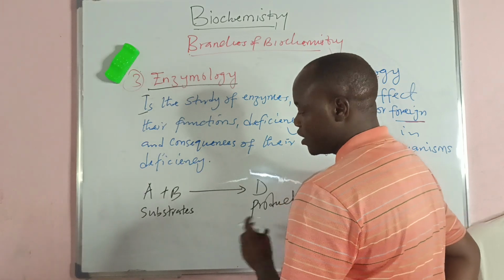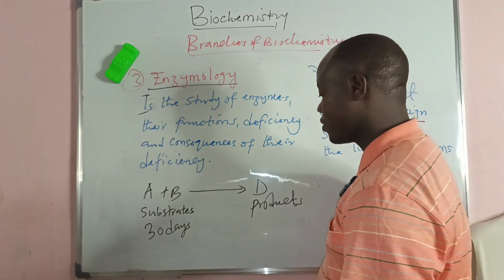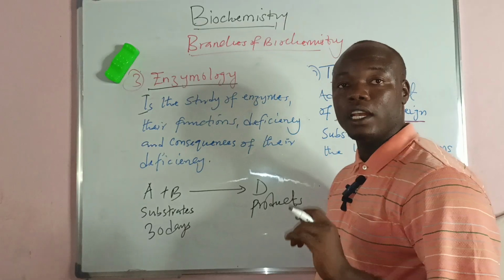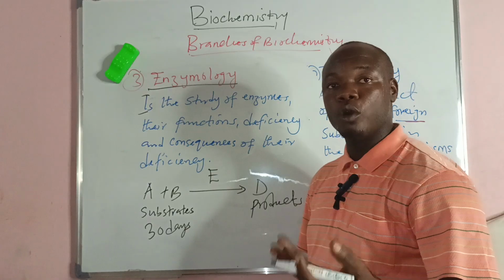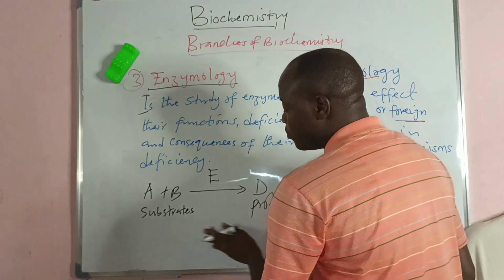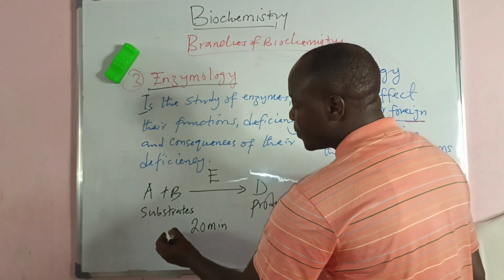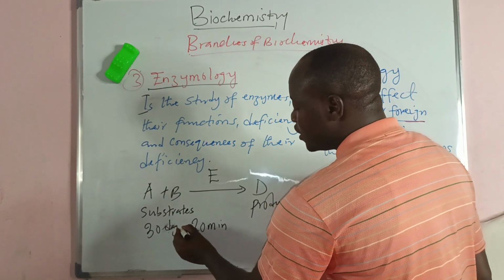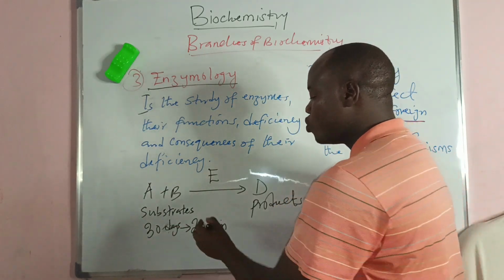If these reactions can take, let's say, 30 days to reach completion without enzymes, with the enzymes it will speed up the rate of the chemical reaction. So instead of taking 30 days, it will end up taking maybe 20 minutes. So you see, from 30 days it is now decreased to 20 minutes.